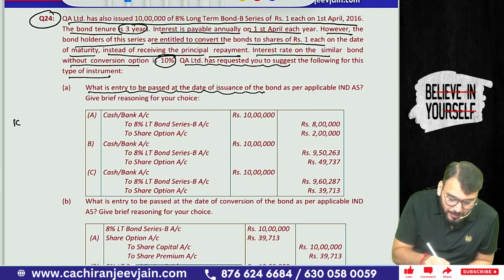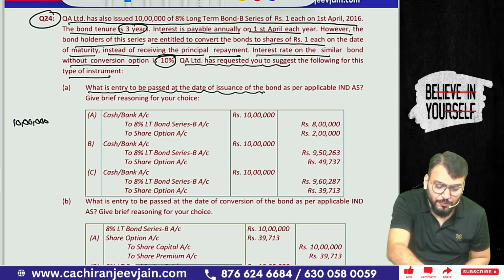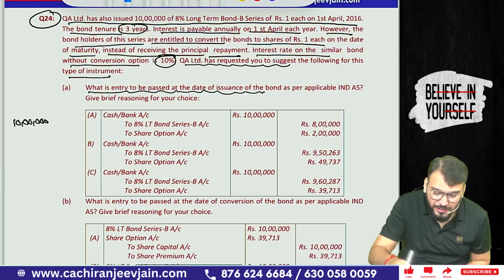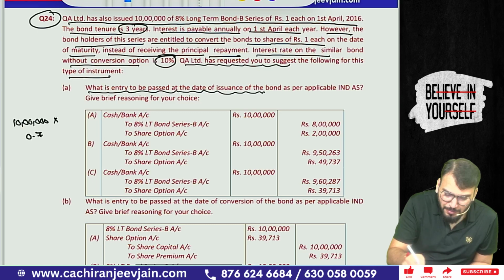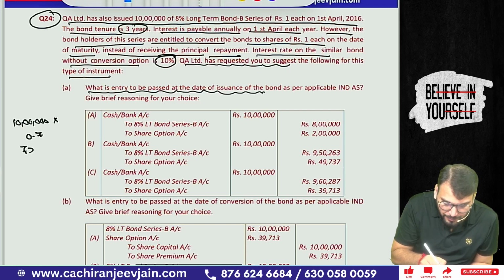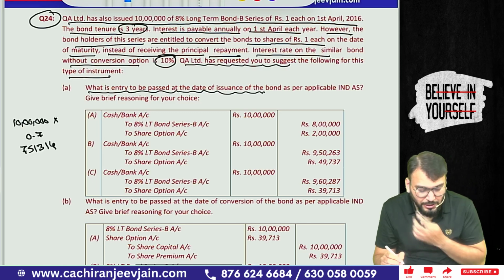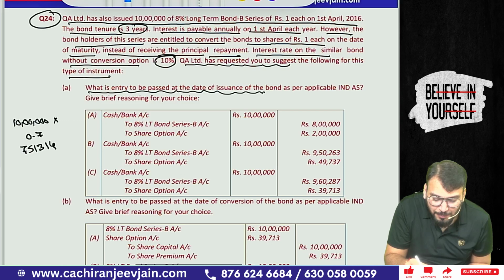This 10 lakh will be convertible. It may be converted into equity share, because it is optional, it will be classified as financial liability. We need to find out the discounting factor for 3 years, at the market rate of interest, 1.10. So divide for 3 years. It will become 0.7, multiply into 10 lakh, which is equal to 7,51,314.